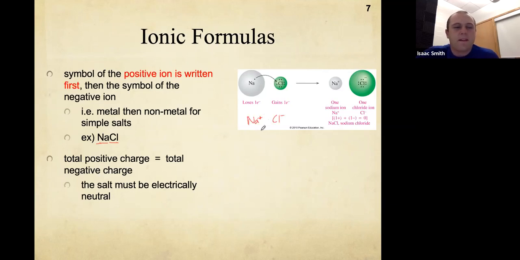Okay. And then one thing also to remember with your ionic formulas is that the total charge needs to be electrically neutral, okay? The salt needs to be electrically neutral. So your positive charge and your negative charges need to equal each other. Here it's easy because sodium has a positive 1 charge and chlorine has a negative 1 charge. So those equal each other, right? We have 1 positive and 1 negative charge. They cancel out and you have an electrically neutral ionic compound, okay, which is what needs to happen.